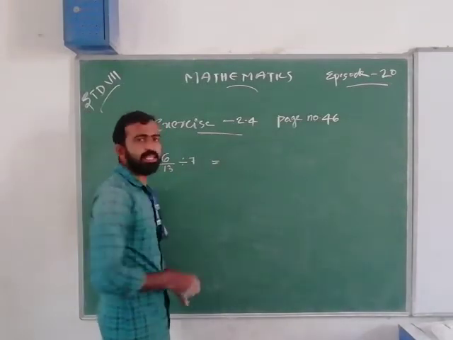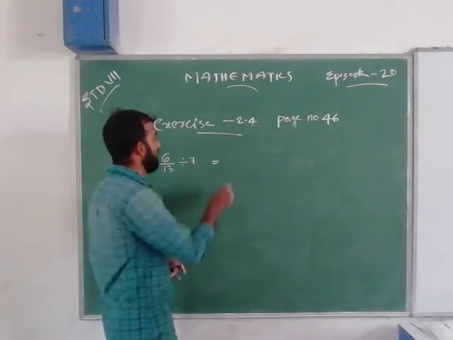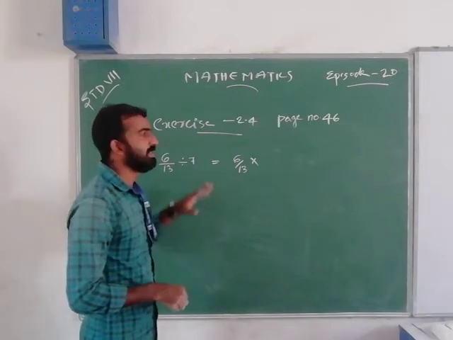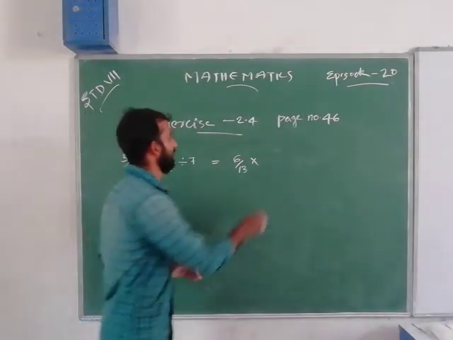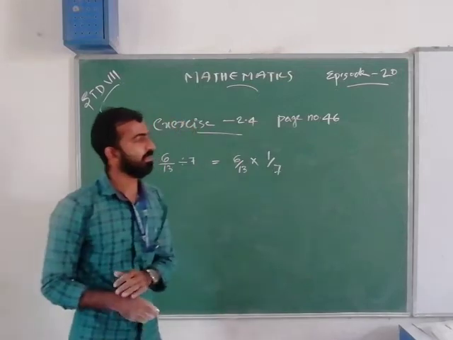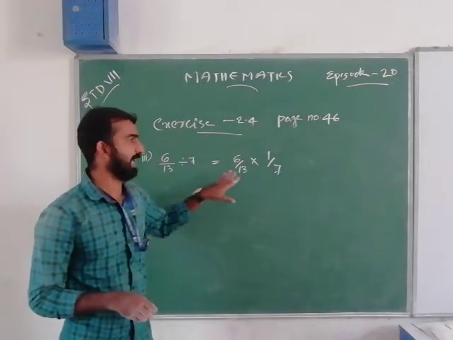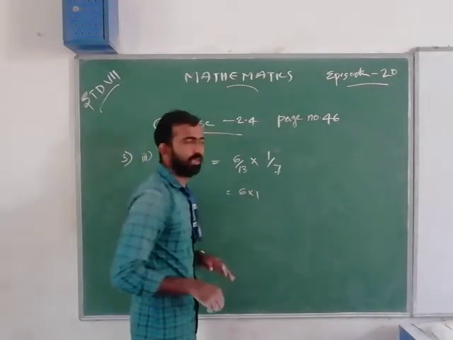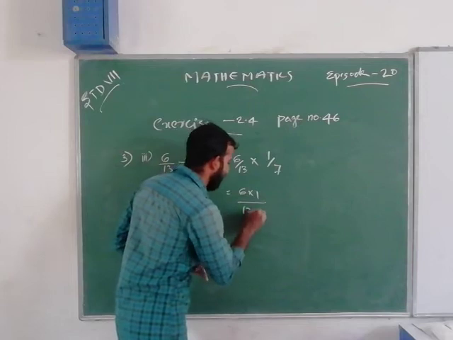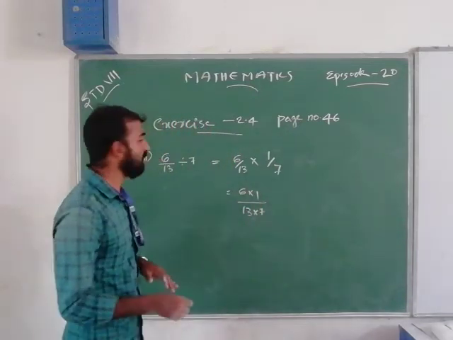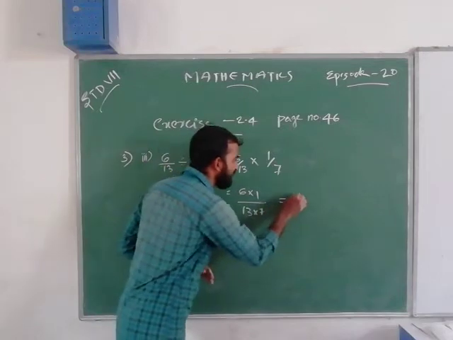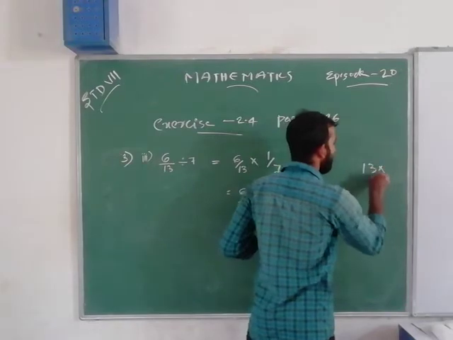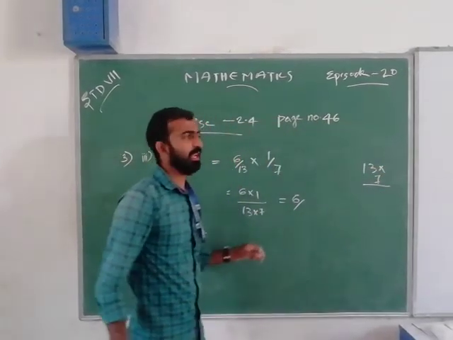Here 7 is a whole number. Then 6 by 13 into, what is the reciprocal of 7? That is 1 by 7. Is it? Yes. That is 6 into 1 by 13 into 7. What is the answer of 13 into 7?